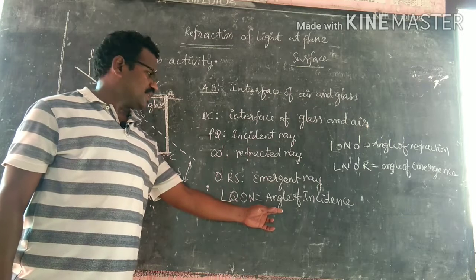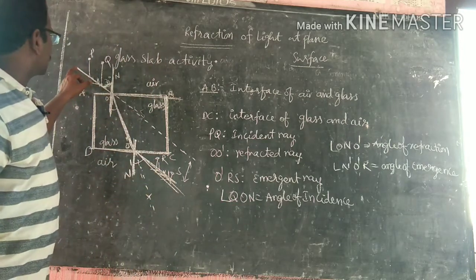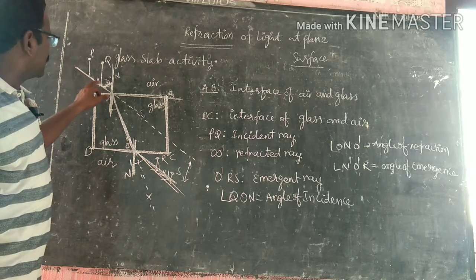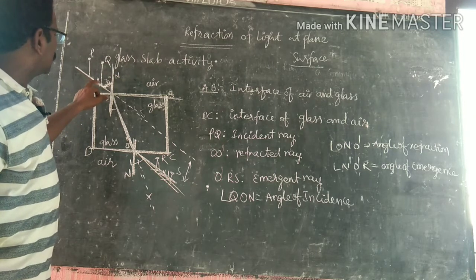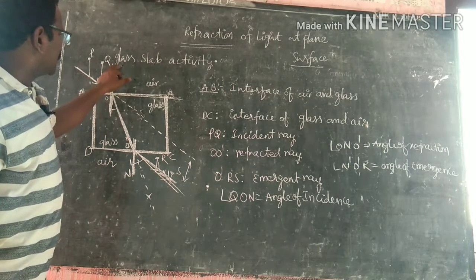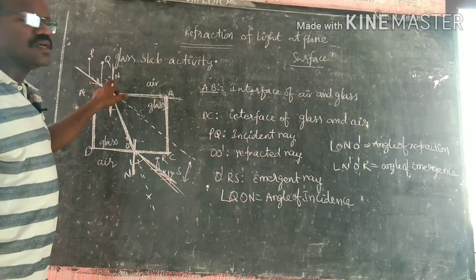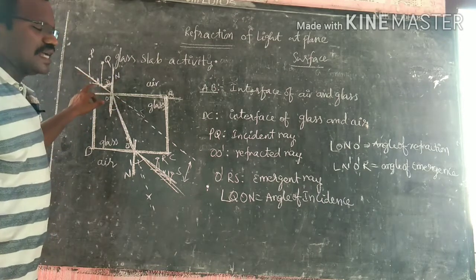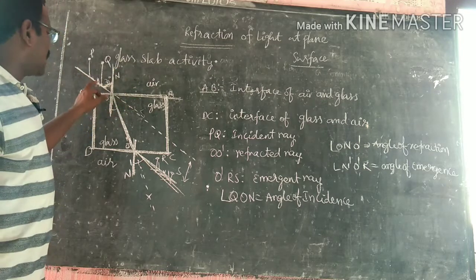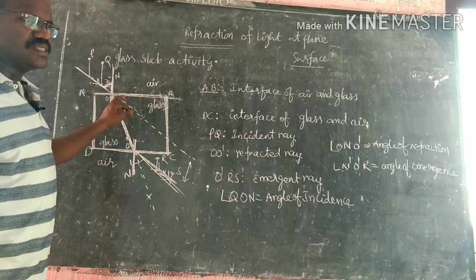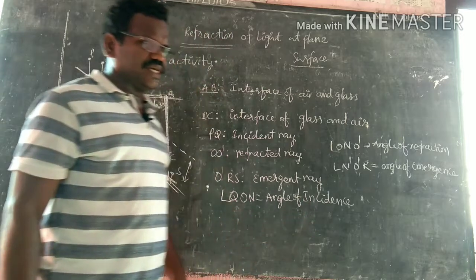Come to a very important definition, that is the angle of incidence. Observe the angle of incidence here, between PQ, O and N. Here there is an angle between PON, meaning the incident ray is making a certain angle with the normal. The angle made by the incident ray with the normal is called the angle of incidence.